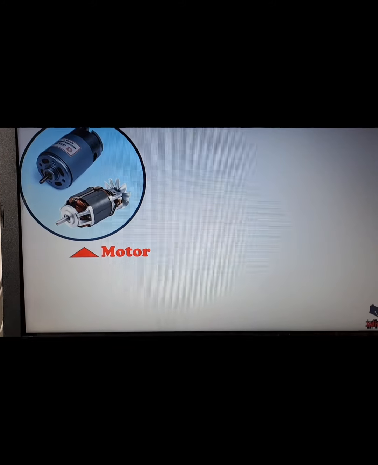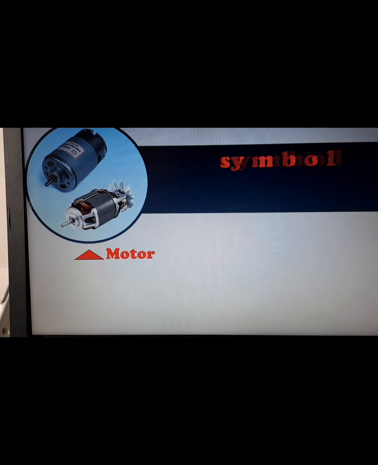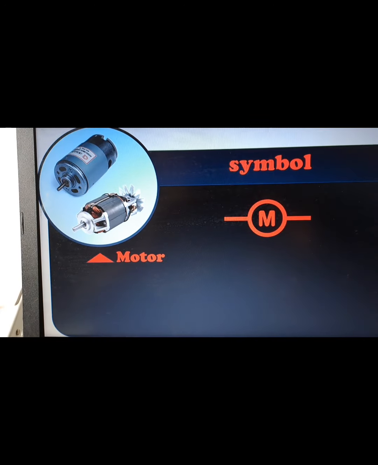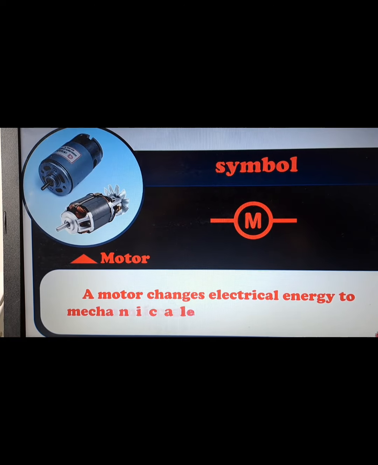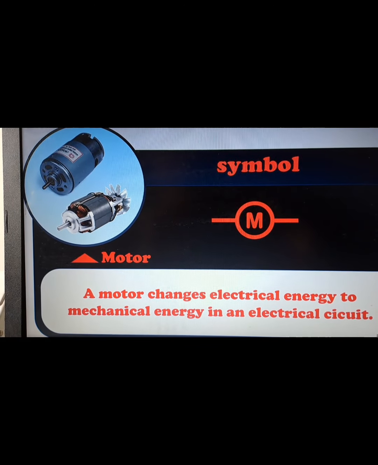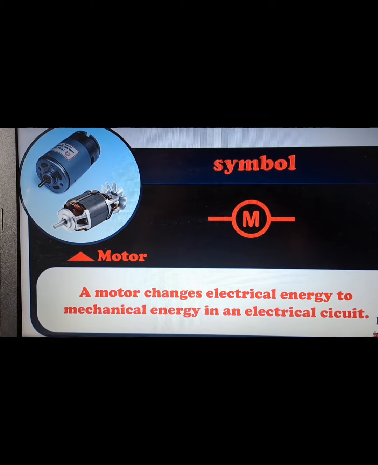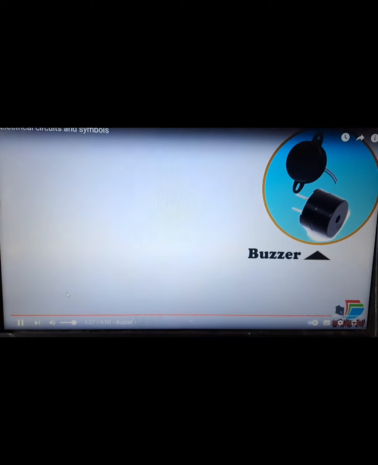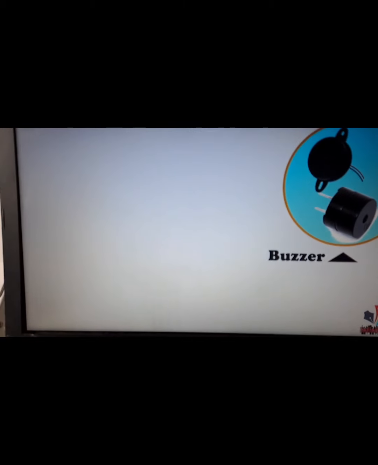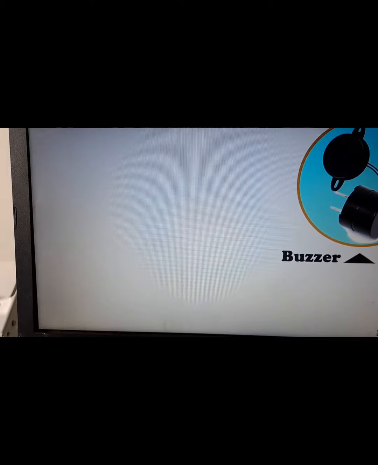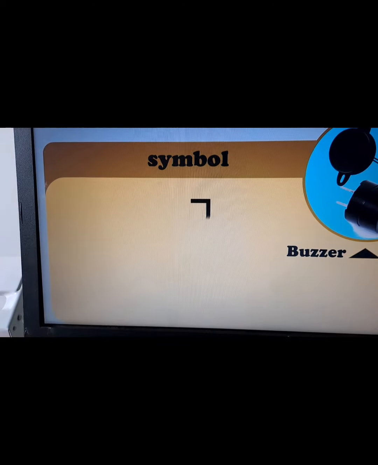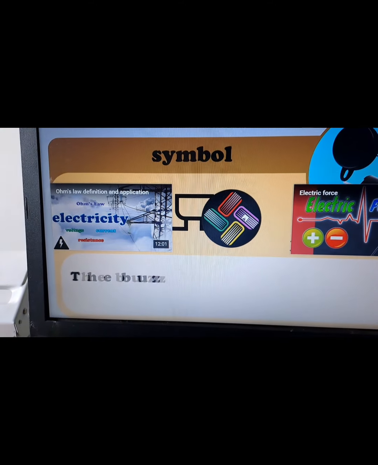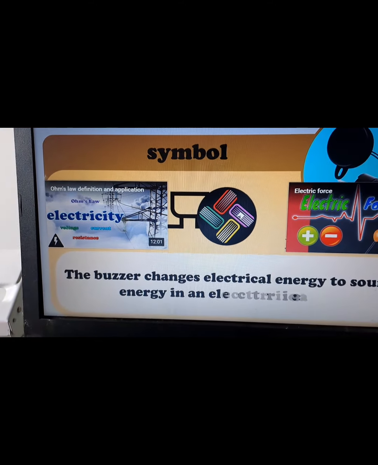In some circuits, you're going to have a motor instead of a light bulb, and the symbol of a motor looks like that with an M in the middle. And what the motor does is it changes electrical energy to mechanical energy in an electrical circuit. But these are the common ones when we introduce electricity to young learners. So we have a buzzer, which could also be a speaker. So the symbol of a buzzer looks like that. And what the buzzer does is changing electric.